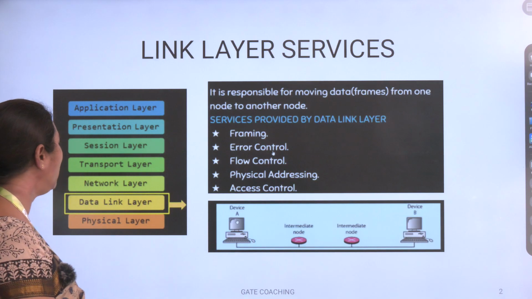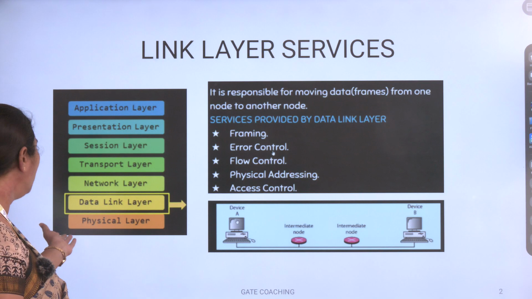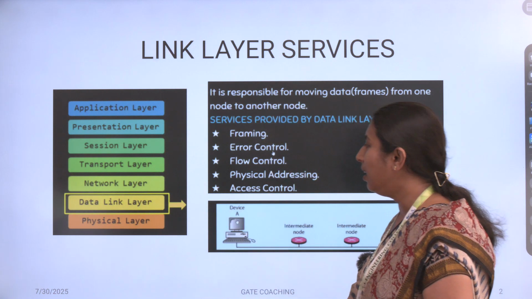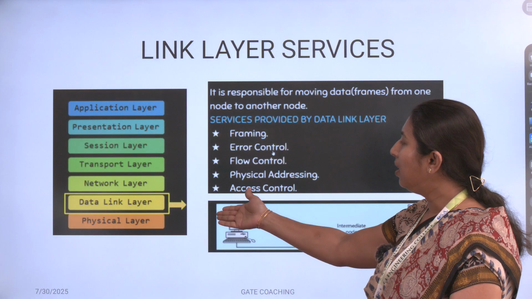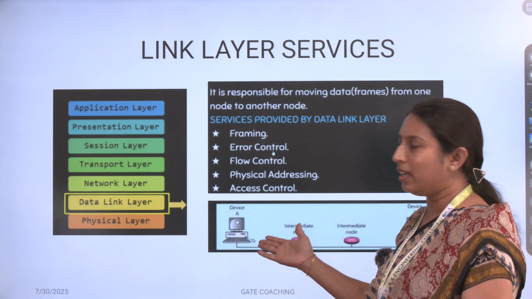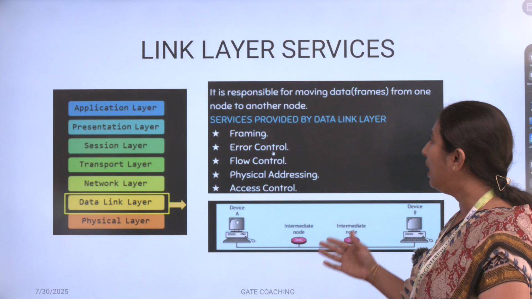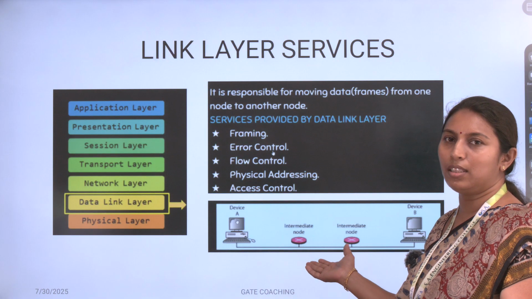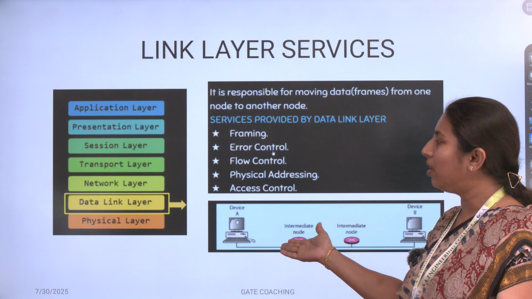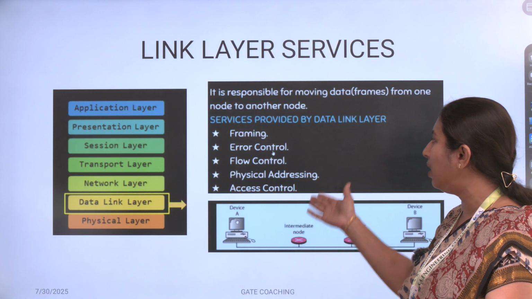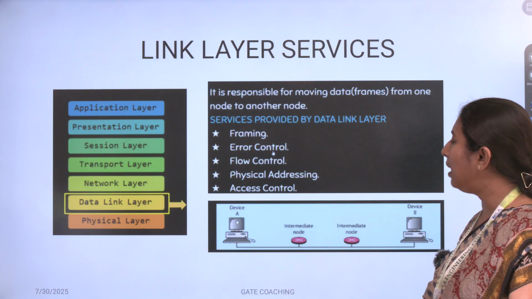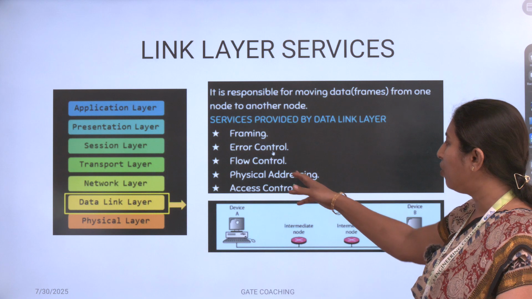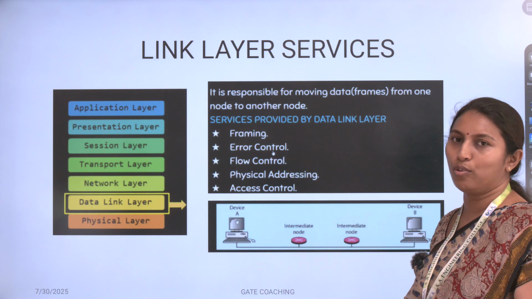First, we should know these are the different layers in the OSI model. Here we are going to see about the data link layer, which is the second layer in the OSI model. We are going to see what the use of the data link layer is and what it does. It is responsible for moving the data or the frames from one node to another. The different services provided by the data link layer are framing, error control, flow control, physical addressing and access control. Today we are going to see about the topic of flow control.